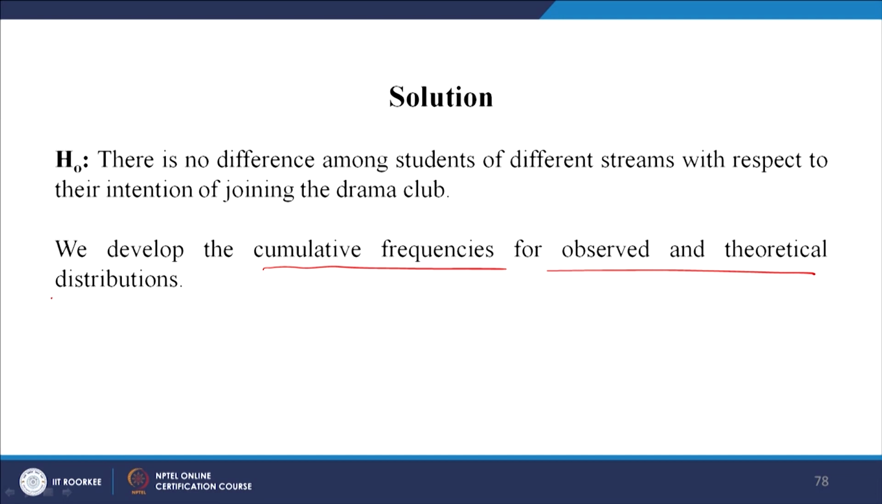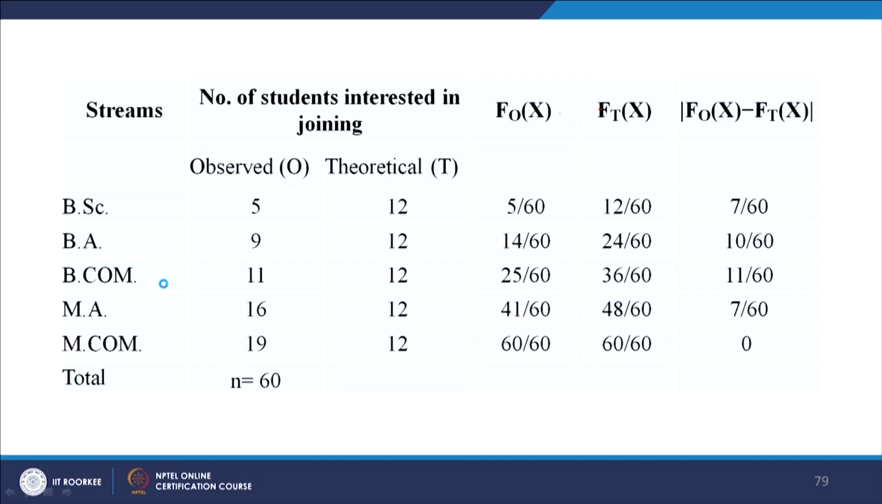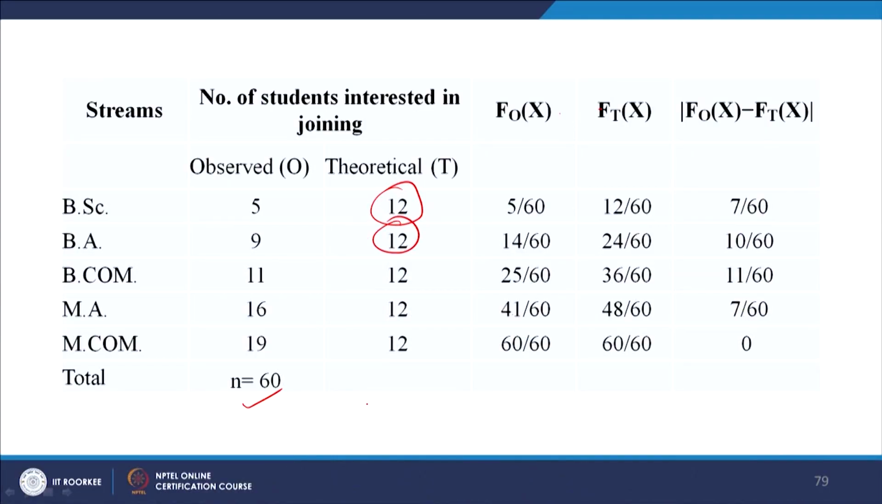So, we develop the cumulative frequencies for the observed and theoretical distributions. The streams are BSc, BA, BCom, MA up to MCom, with the number of students interested in joining. O is my observed frequency. So n is equal to how much? 60, since 5 plus 9 plus 11 plus 16 plus 19 is 60. Theoretically I expected 12 to come from each class: 60 divided by 5 is 12. So 12, 12, 12, 12, 12.